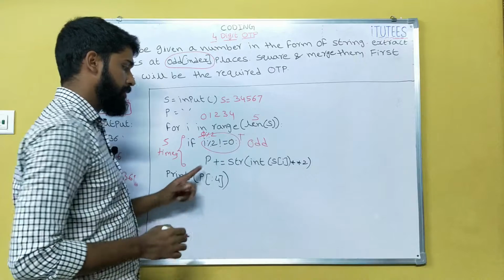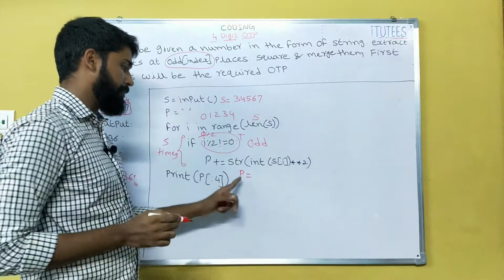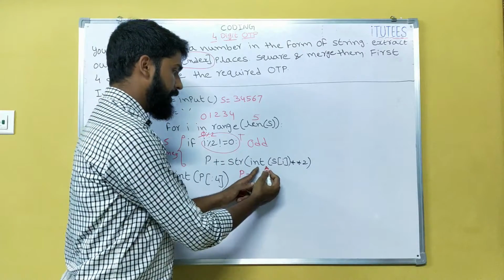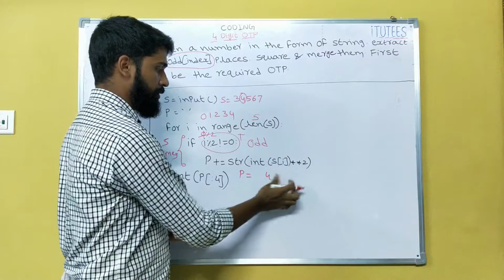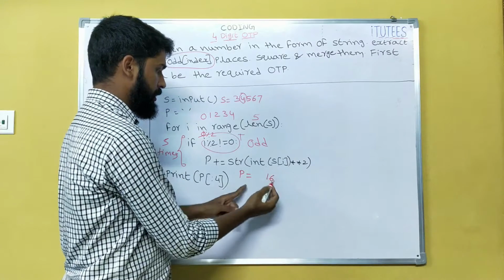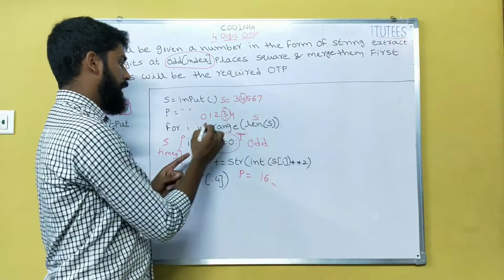Yes, it is true. Now P equals P plus. Already P is empty. We are taking int of S of i. What is S of i? 4. 4 squared is 16. So convert it to a string and store in P. Next iteration, i becomes 2.